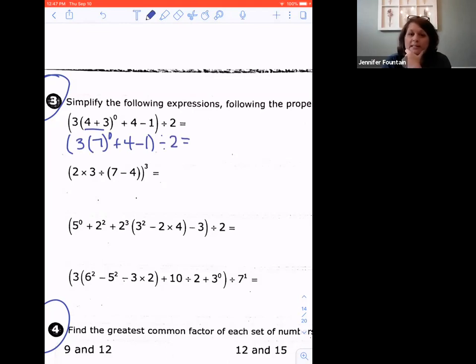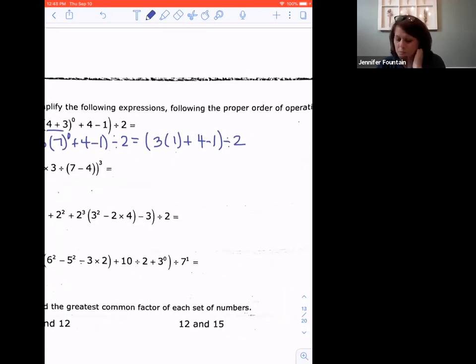Now we're still working inside parentheses, and inside those parentheses I have an exponent. And so I've got 7 to the 0 power. What do I know that anything to the 0 power equals? 1, right? So now we've got 3 times 1 plus 4 minus 1 divided by 2. Okay, so 3 times 1 is 3, plus 4 minus 1 divided by 2.